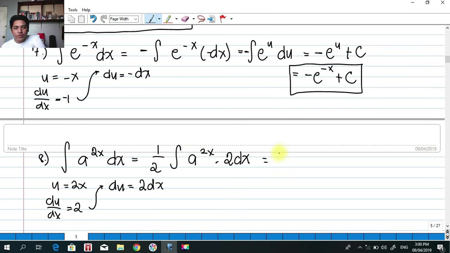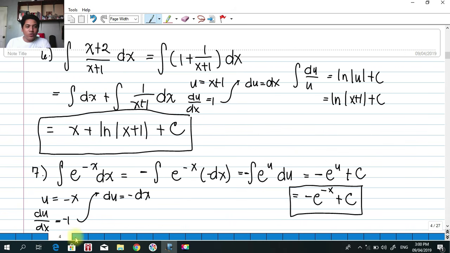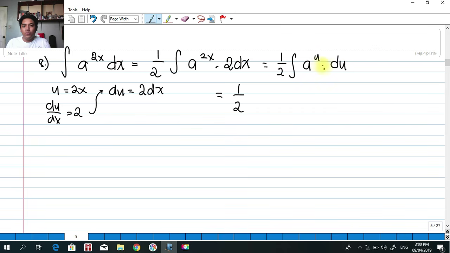Okay, and we can perform the u substitution, that is 1/2 the integral of a raised to u, because 2x is equal to u, then du is equal to 2 dx, so we can simply rewrite this as du. And very simple, we have 1/2 integral of this. If we go back to our equations, this is the same as u and du. So in this example, or the formula given, it's raised to x, but it's simply the same as what I am doing here, a^u du.